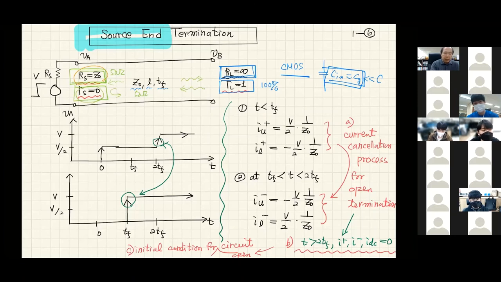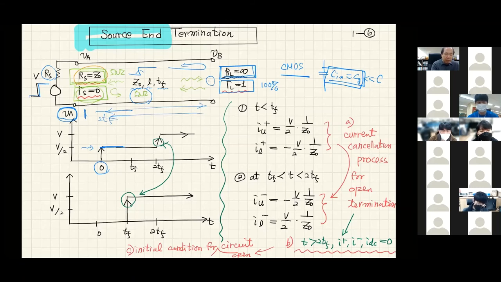Then let's take a look at the time domain waveform. This VA is the source voltage. When we have a switching transition at time t equal to 0, only half voltage is generated, because the source impedance is 50 ohm and the transmission line is 50 ohm. Then it is going to be reflected at the receiver because the reflection coefficient is 1, and it will come back to the source at 2 flight time, because it has gone and come back.